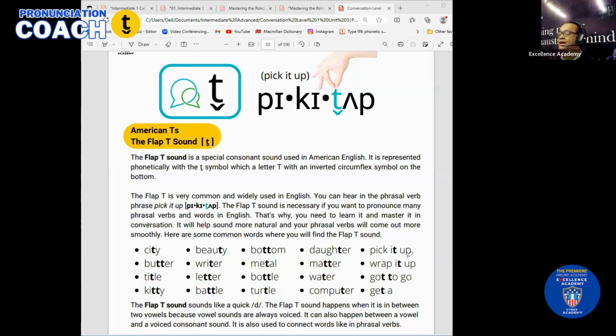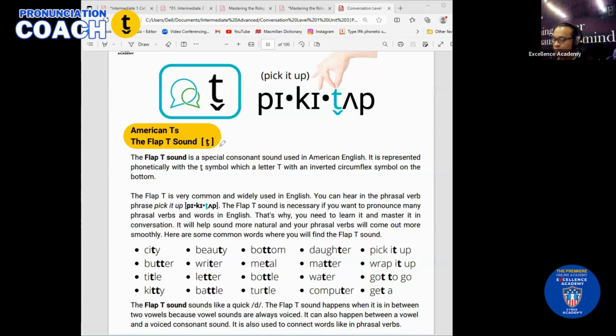Pick it up. Wrap it up. Gotta go. In here, you're gonna say geta. Get a. That's correct. So the flap T sound sounds like a quick D, right? The flap T sound happens when it is between two vowels because vowel sounds are always voiced. It can also happen between a vowel and a voiced consonant sound. It is also used to connect words in phrasal verbs. So that's why we need to learn the flap T.